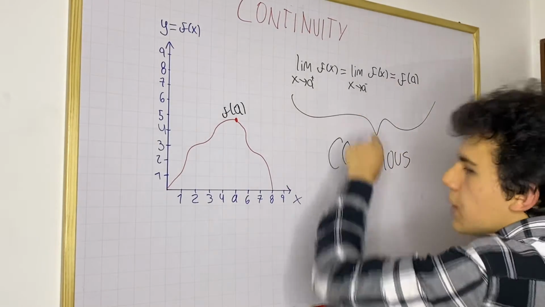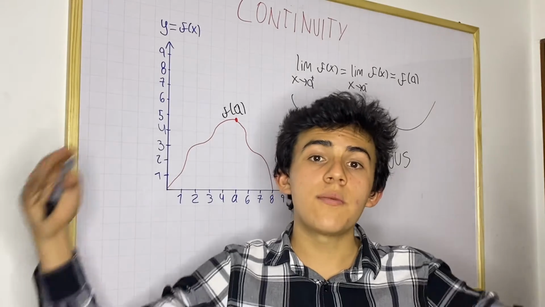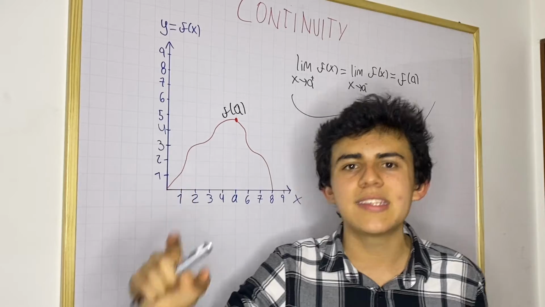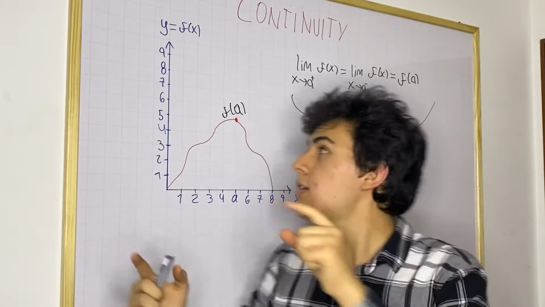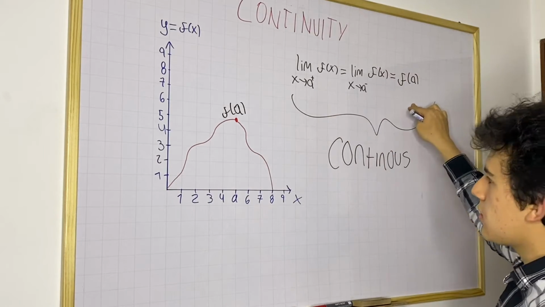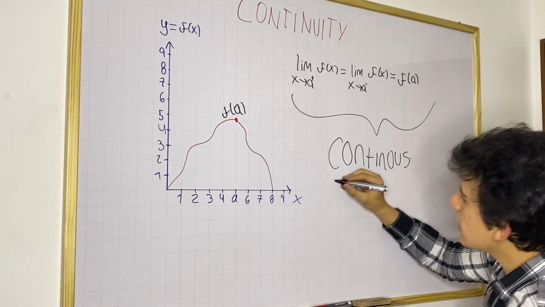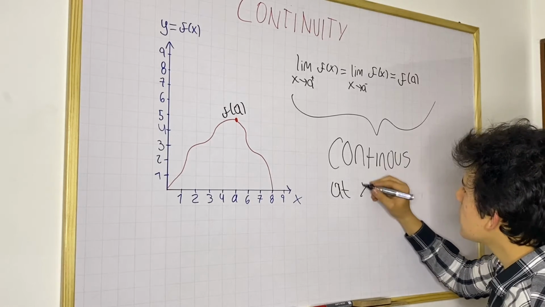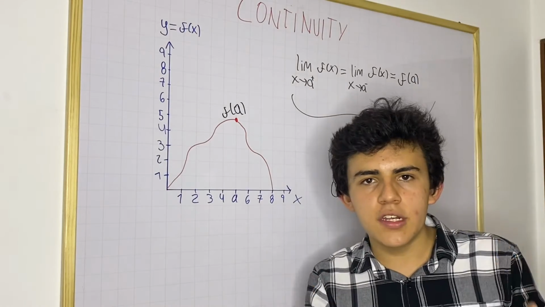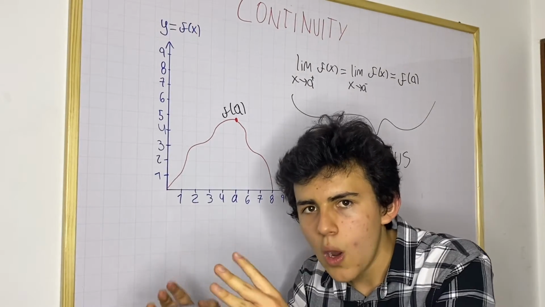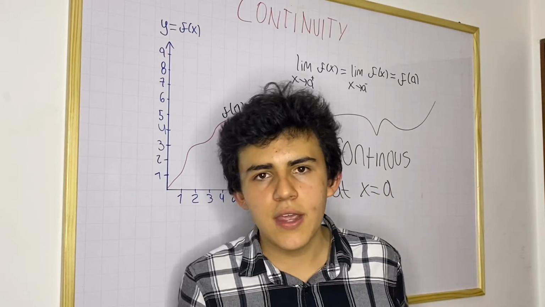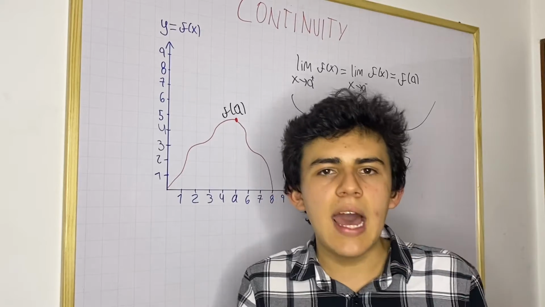So, if we have two limits, and they come from different sides, they get to the same value, and also the function evaluated at that same value equals those two limits from the two different sides, this is continuous, okay? And we say this is continuous at x equals A. You can say a function is continuous at this point, or you could say a function is generally continuous because it doesn't have any break, or any gap or any undefined values.